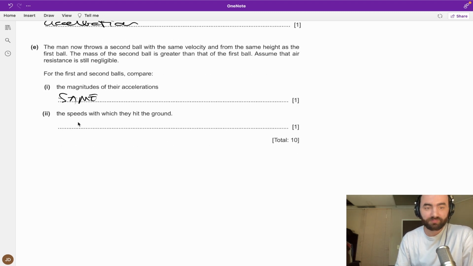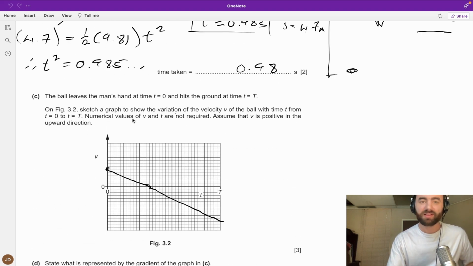It would happen. And so the speeds that they hit the ground, well, these will also be the same. They're accelerating at the same rate, well, the speeds will change. Same, right? Accelerations change the velocity over time. Same. Okay, that's it.